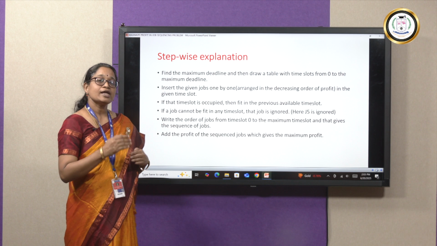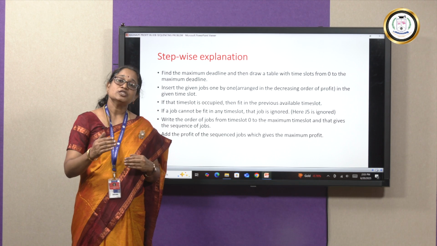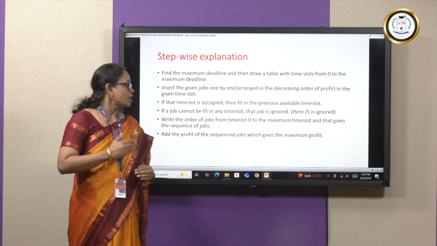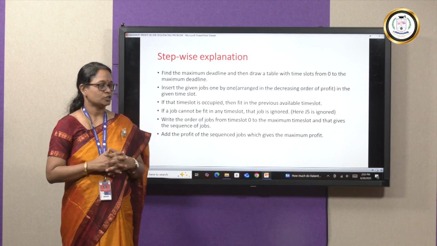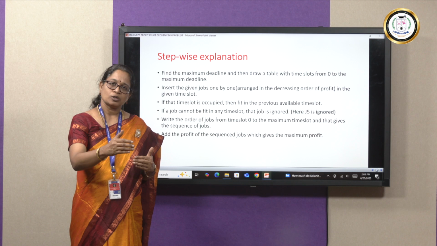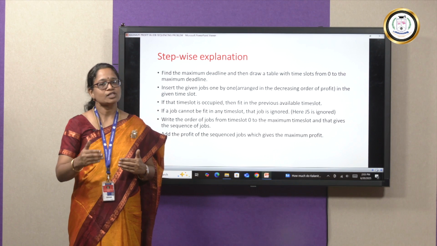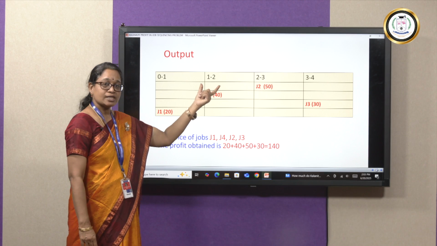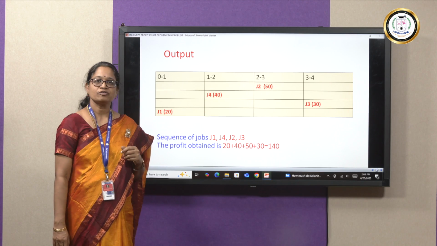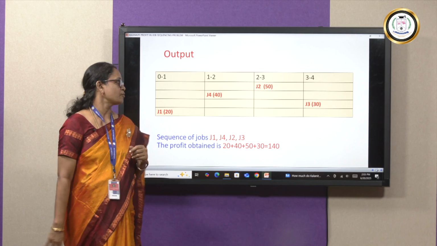Now write the order of the jobs ranging from time slot 0 to the maximum time slot, and that gives the optimum sequence of jobs. Now add the profit of the jobs and that gives you the maximum profit. Now the jobs are ordered and inserted in the given time slots. Job 2 has the deadline 3, so it is arranged in that time slot, which has a profit of 50, the maximum profit job.